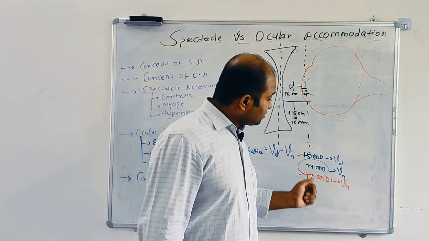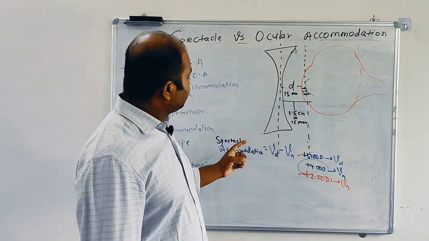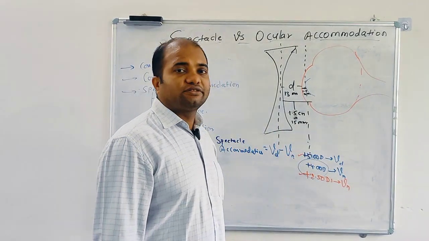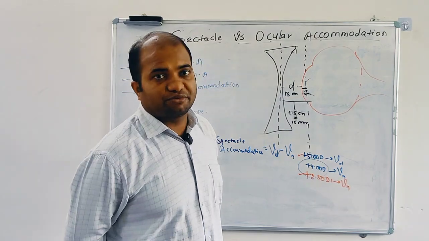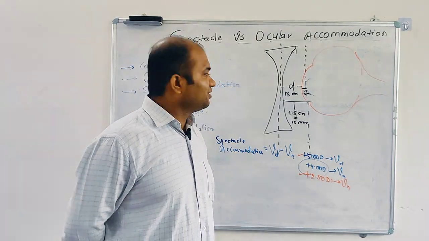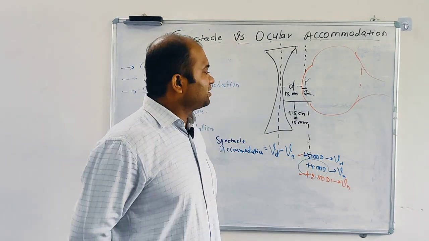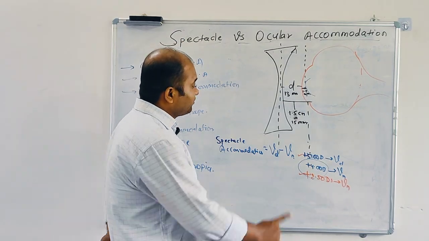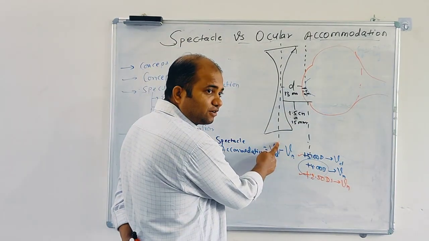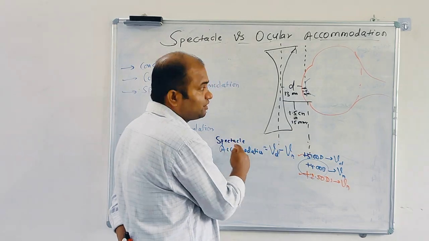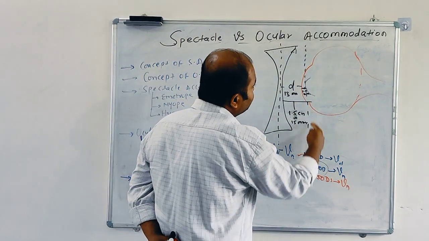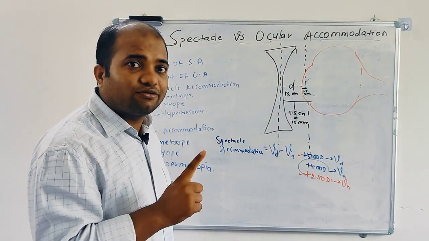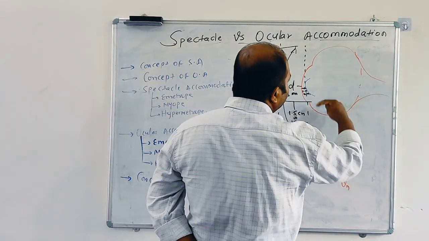But the problem occurs, or the changes occur, between spectacle accommodation and ocular accommodation when you have a high degree of myopia or hypermetropia. Let's assume we have plus 10, because I will again take the example of plus 10 diopter since it is easy for us to do the calculations, right? Remember, spectacle accommodation is just for our convenience. We are measuring from the spectacle plane, but ocular accommodation is the real one which exists in the anatomy and physiology of the eye.